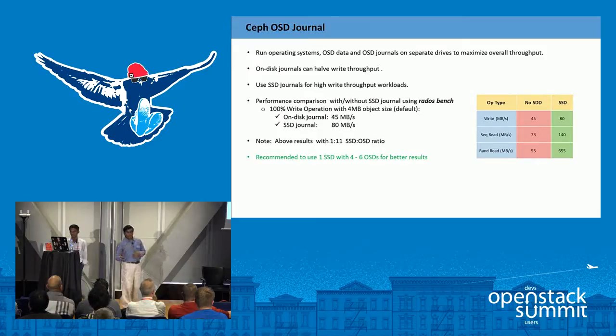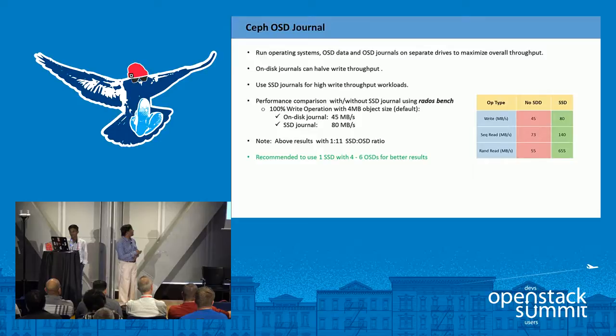Again, we have multiple types of journaling: on-disk journaling, using a separate hard disk as the journal, or SSD journaling. If you use SSD journaling, we get good performance compared to on-disk. We have test results from on-disk journaling and SSD journaling. With on-disk, we got around 45 Mbps. For SSD, we got almost double.